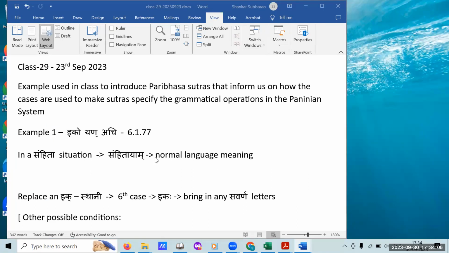All right. So last time I wanted to introduce you to how Panini uses the language itself to make a sutra meaningful. So I told you that a word in the sixth case is called a sthani. What does sthani mean? It's a placeholder. Sthanaha asya or sthanam asya asti, it is sthanin. What does it mean, a placeholder? Whatever it holds, that will get replaced by something else, or something will get added to it. This is called a sthani.